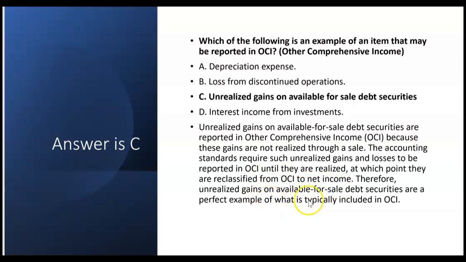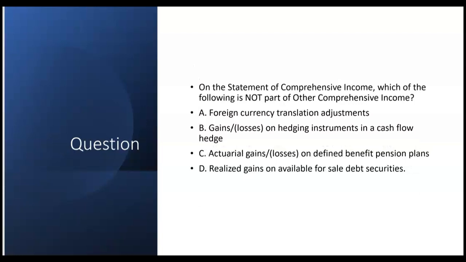Therefore, unrealized gains on available for sale debt securities are a perfect example of what's typically included in OCI, and that's the kind of question you're probably going to get. How about this one? On the statement of comprehensive income, which of the following is not part of other comprehensive income? All right, A says foreign currency translation adjustments. We said that is part of OCI.